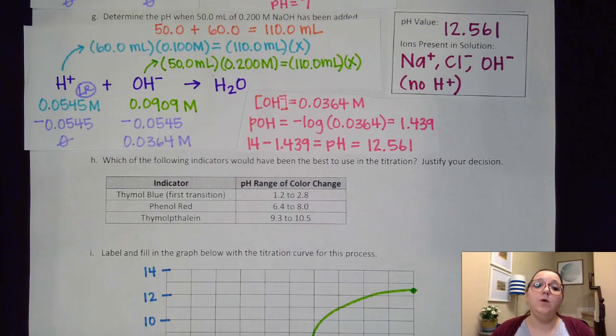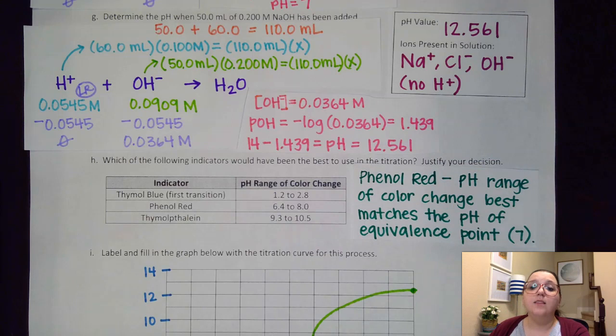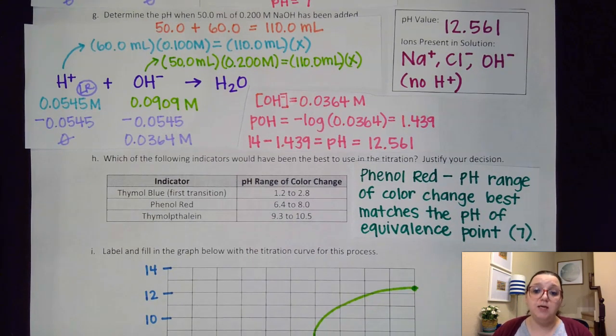Well, remember, we want to pick an indicator that is going to change colors at our equivalence point. And remember, our equivalence point for strong acid, strong base is going to be at 7. And so therefore, the best one to use here out of the 3 options given to us would have been the phenol red. Why? The phenol red's pH range of color change best matches the pH of the equivalence point for this situation.